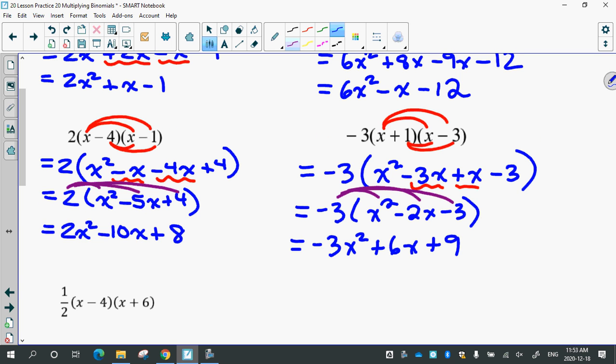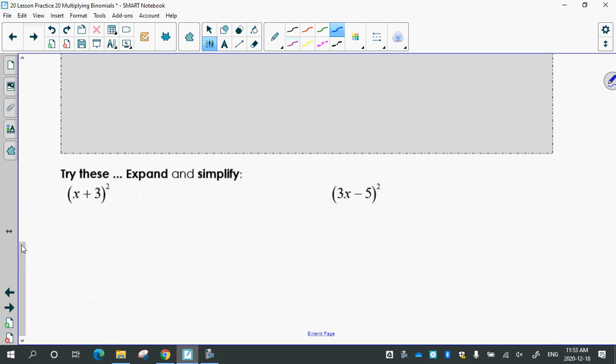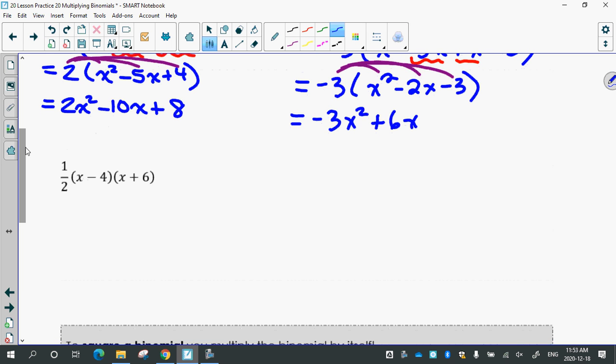All right, now half makes us sometimes a little more uncomfortable, but it's still okay. Still going to do the same thing. So keep the half out front, and then do multiplying the binomials. X times x is x squared. X times positive 6, positive 6x. Negative 4 times x, negative 4x. Negative 4 times 6, negative 24.